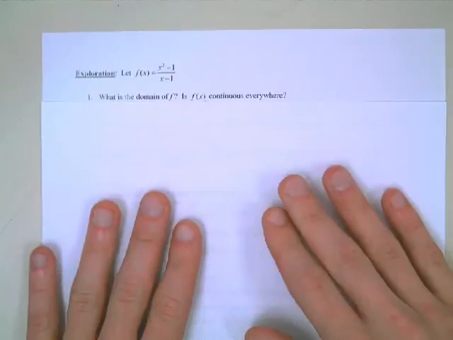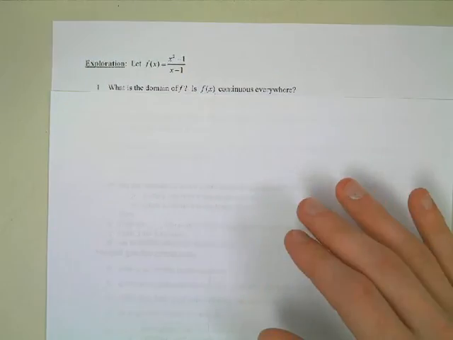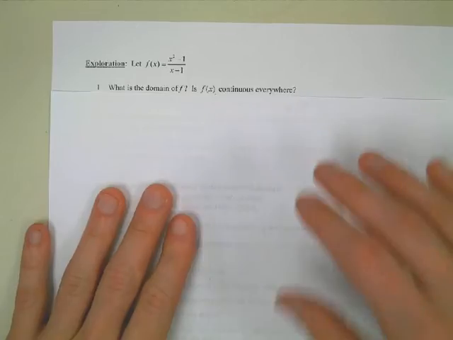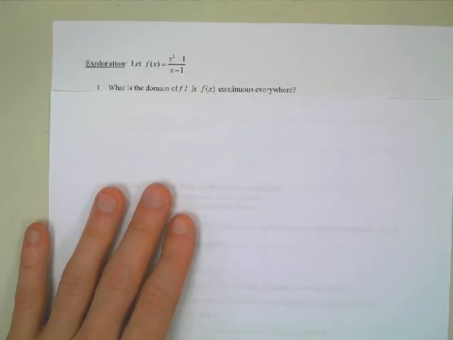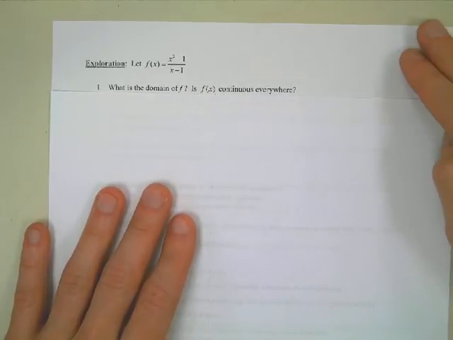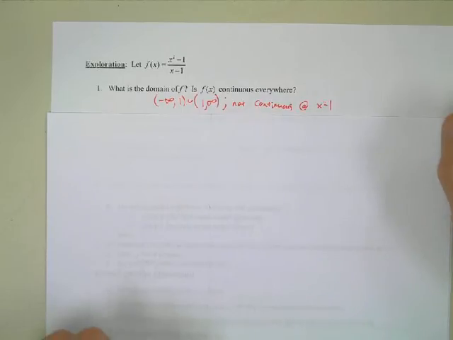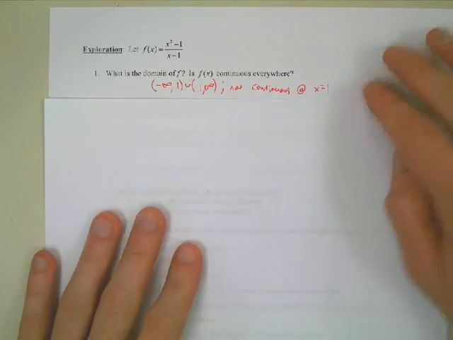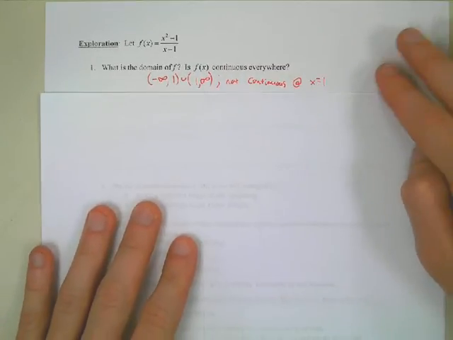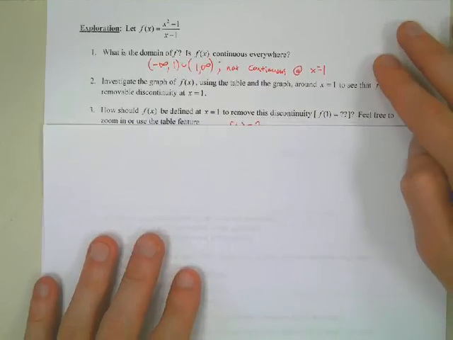Okay, so the domain of f, right? Interval notation is fine there to describe that. So it is negative infinity to 1, union 1 to infinity, as f is not continuous at x equals 1. Okay, so it is not continuous everywhere, it's not continuous at x equals 1. Okay, step 2, that's on your own, just to convince yourself.